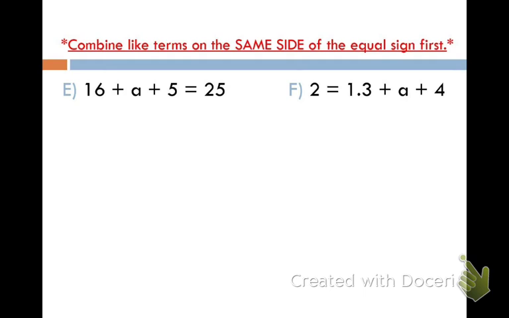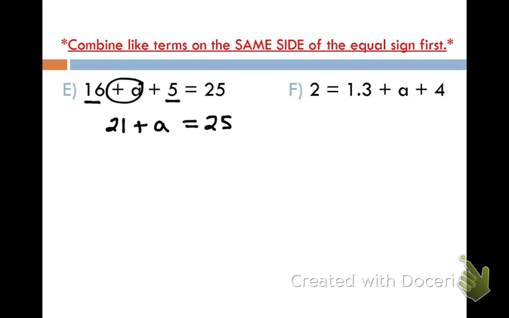So let's look right here. Is there anything on this side of the equal sign that you could see that I could combine the like terms? What is a like over there? 16 and 5, all right? They're both constants. They are numbers that stand alone. What is 16 plus 5? 21. So now we're going to bring that down, 21, and we're just going to bring everything else down. Plus A equals 25. Now it looks like a normal problem that we've been doing today, but we have to combine the like terms first, okay?